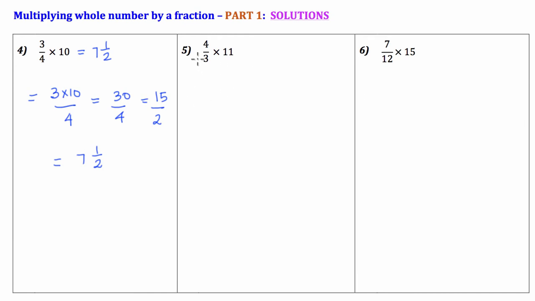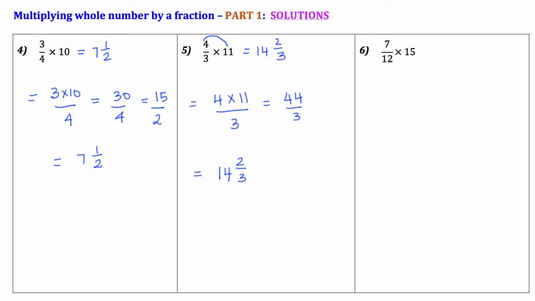The next problem is 4/3 times 11. Again, let's multiply the numerator and the whole number, which is equal to 4 times 11 over 3, and that is 44/3. We cannot simplify this anymore because 44 and 3 do not have any common factor. So let's convert this into a mixed number. When we divide 44 by 3, we get an answer of 14 and a remainder of 2. So we have 14 and 2/3. So this is equal to 14 and 2/3.